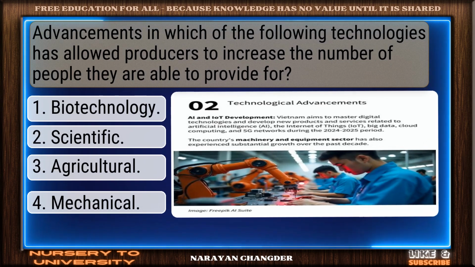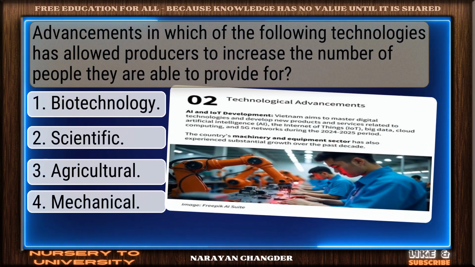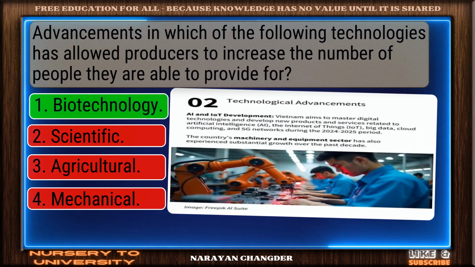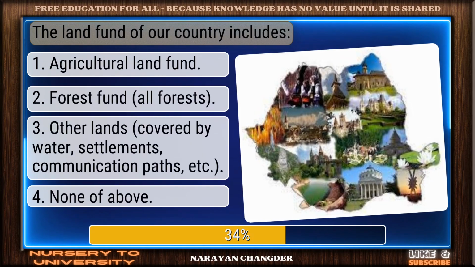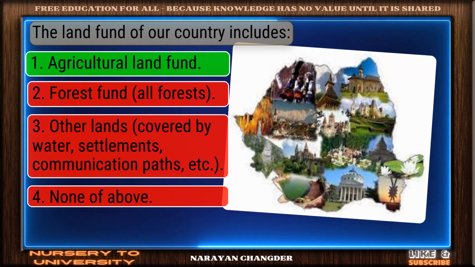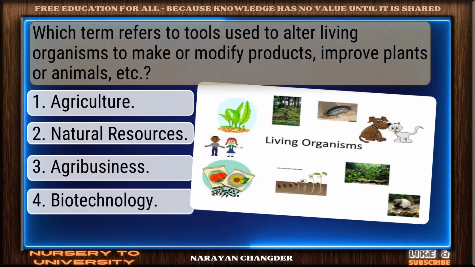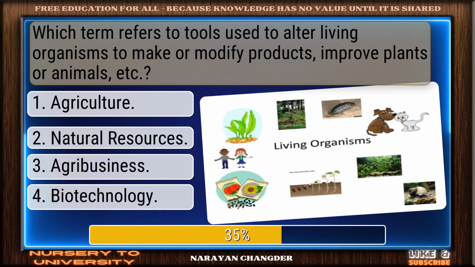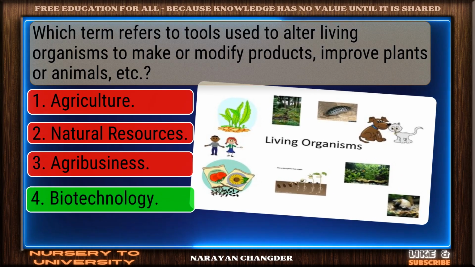Advancements in which of the following technologies has allowed producers to increase the number of people they are able to provide for? Perfect. Biotechnology is the correct choice. The land fund of our country includes. Well done. Agricultural Land Fund is the right choice. Which term refers to tools used to alter living organisms to make or modify products, improve plants or animals, etc.? Smart pick. Biotechnology is the correct choice.